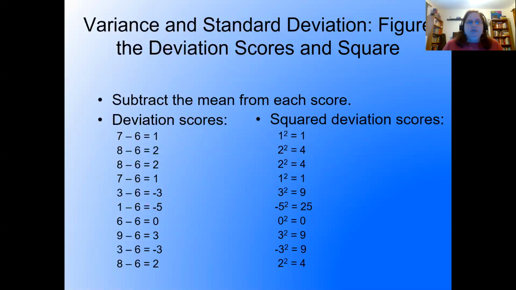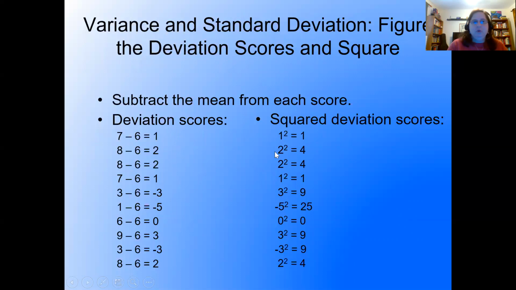Now we're going to subtract the mean from each score. And you see we have 7 minus 6, and 8 minus 6, and 8 minus 6, etc. Notice we have some negative numbers here when we do 3 minus 6 and 1 minus 6. Now remember, if we added all these up, and you can try this as an experiment if you so desire, you would get 0. So we can't do that. We've got to square these numbers.